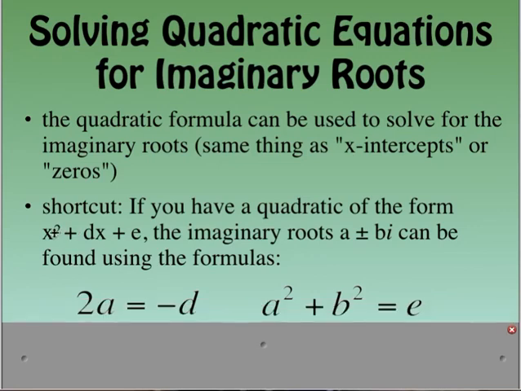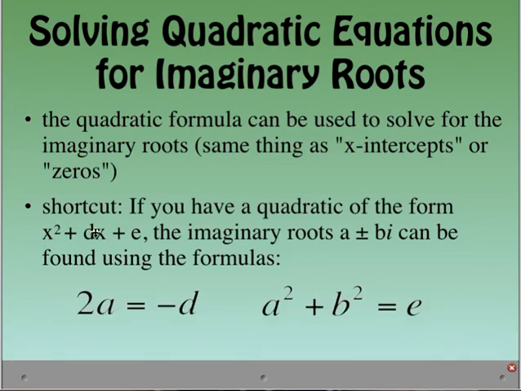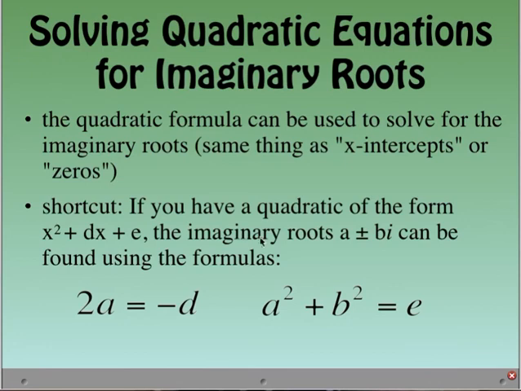And I changed the standard form from ax squared plus bx plus c because we have a and b in the standard form of a complex root. So I wanted to change this. This is just x squared plus dx plus e. So the a value of your root can be found using the formula 2a equals the opposite of d, and then the b part of your imaginary root can be found using a squared plus b squared equals e, found up here in your quadratic form of your polynomial.